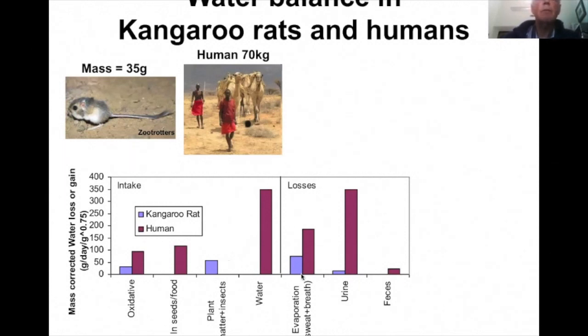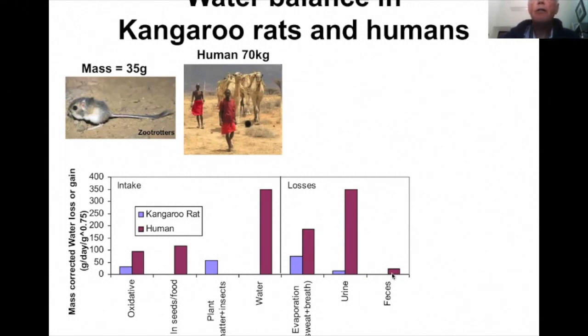So the evaporative loss in the kangaroo rat is relatively small compared to that of the human. The loss of water in urine is extremely low. They hardly lose any water at all in urine. Their urine is almost a crystal. It's a salty, very salty material compared to the urine of a human. If a human's urine became anywhere near as salty as that of a kangaroo rat, they would long since have destroyed their kidneys.